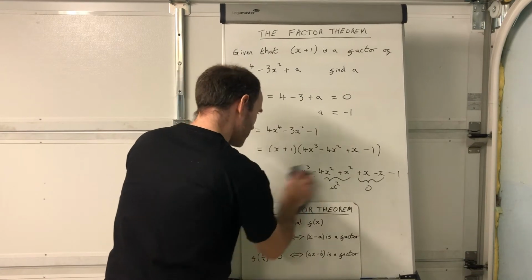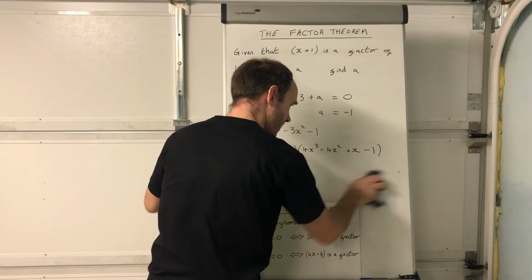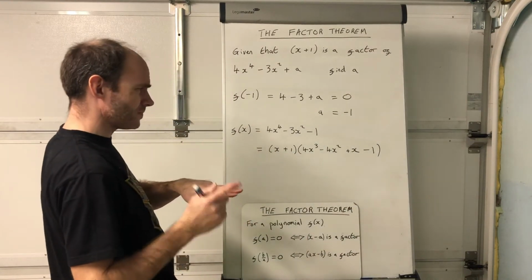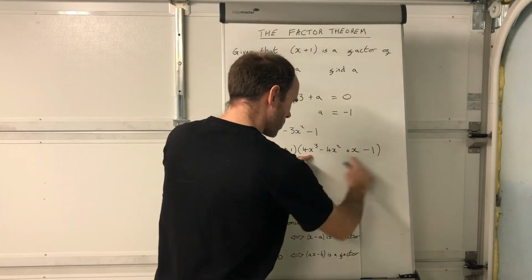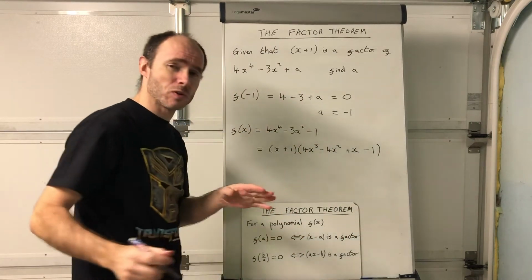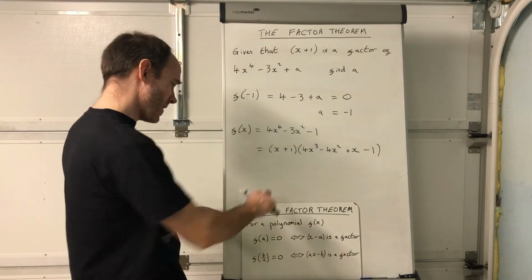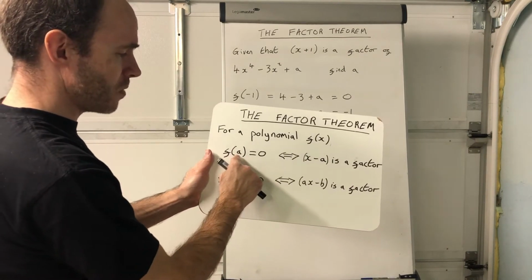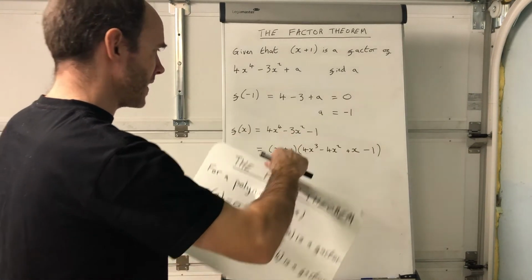Well, I'm going to use an inspection method for this. What I'm going to do is look to see what value of x could make all of this equal to 0, because that's how you can see what another factor is. That's, again, what the factor theorem is. If you find a value of x that makes a polynomial equal to 0, then you found a factor.